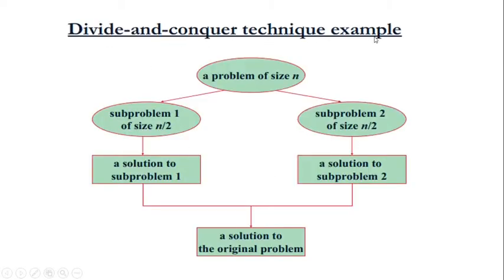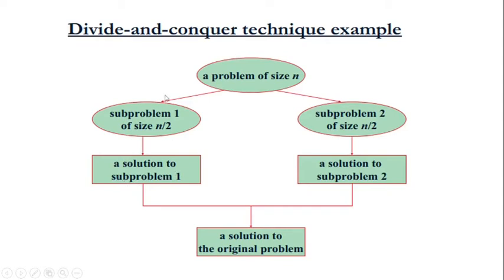Now, let's see an example of how the divide and conquer technique operates. We have a problem of size n. Then we divide the problem into sub-problem 1 and sub-problem 2, each of size n by 2. In most cases we divide the problem by half, but it may not be true for all cases. We might divide the problems by 1/3, 1/4, depending on the problem and the solution. But here let us assume that we have divided the sub-problems into n by 2 and n by 2.